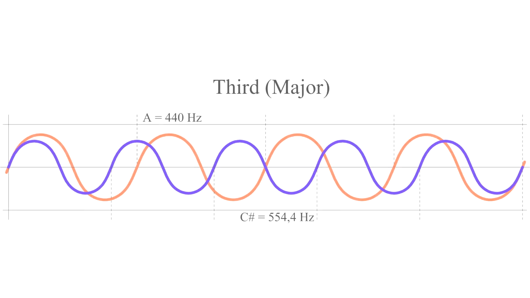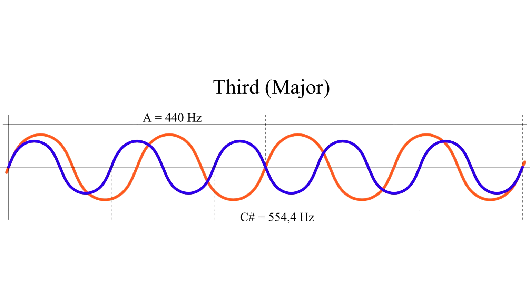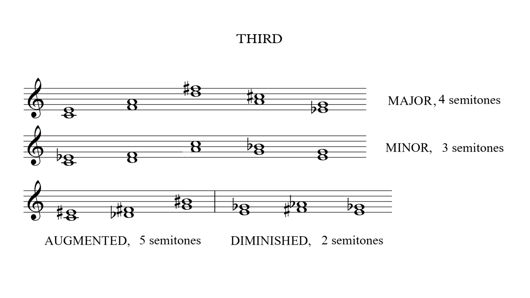The third. A third is a consonant interval. It can be major, minor, augmented or diminished. An augmented third has 5 semitones. Enharmonically, it is equal to a pure fourth.